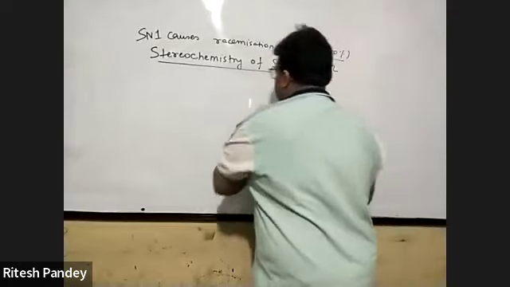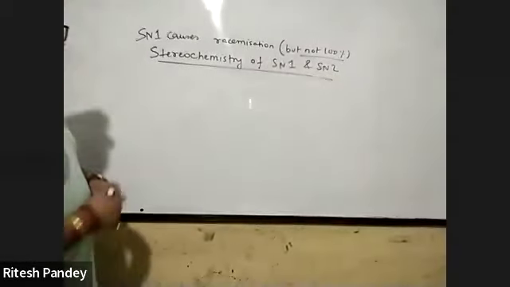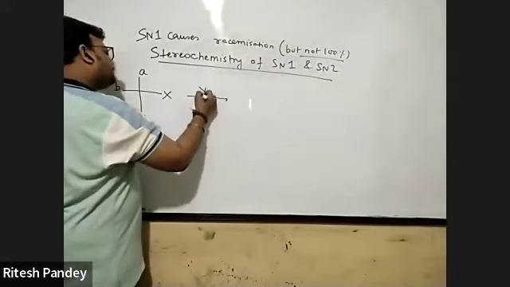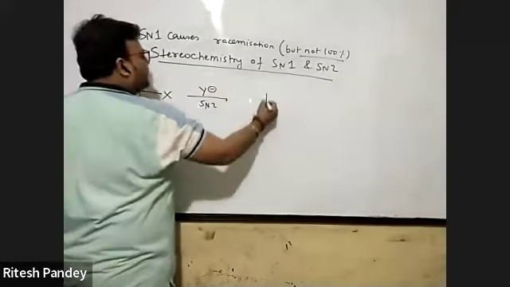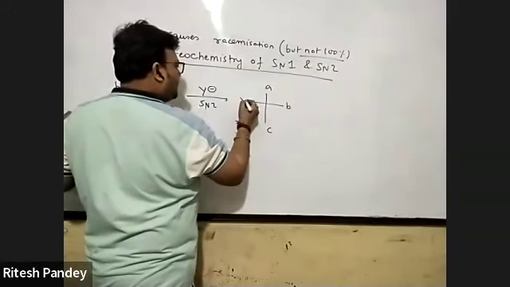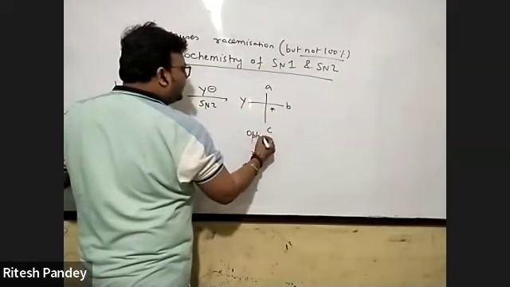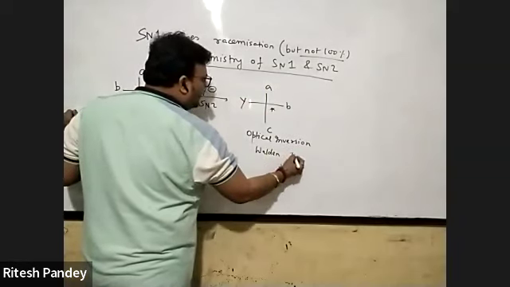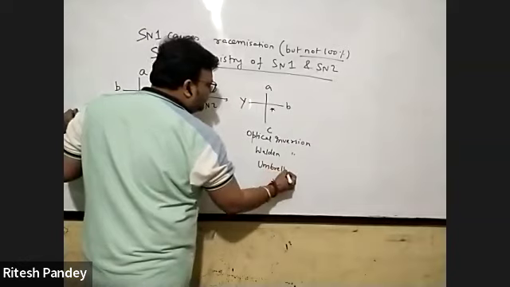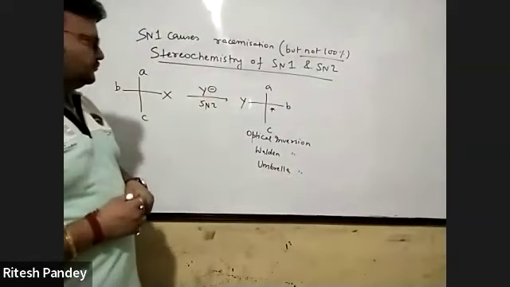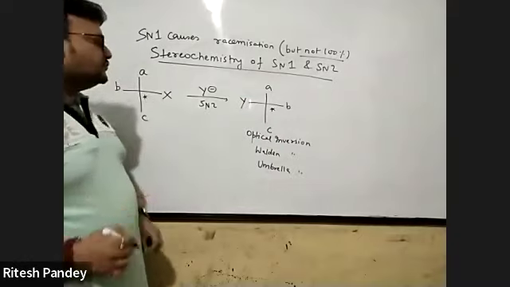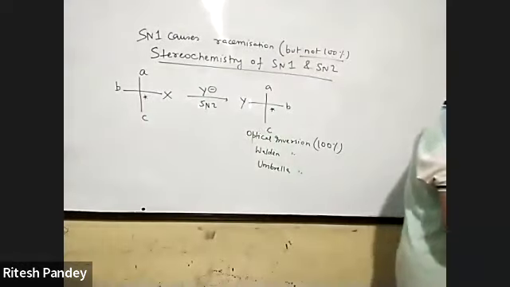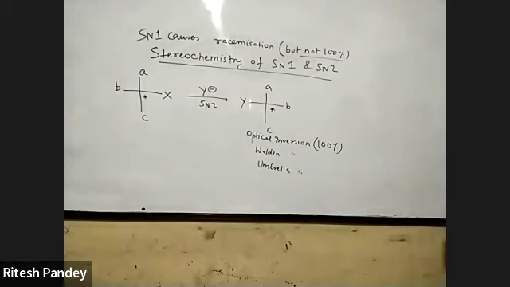What will happen in Sn2? If it's happening via Sn2, it will be a case of optical inversion, which is also popularly called Walden inversion, और कभी कभी इसको umbrella inversion भी बोलते हैं. And it can be proved कि 100%.